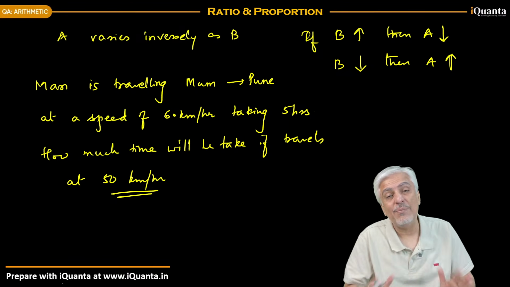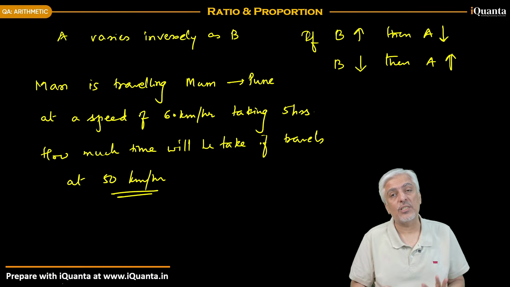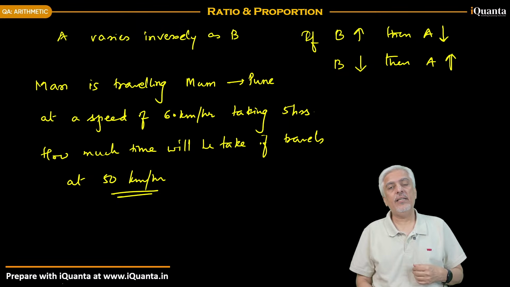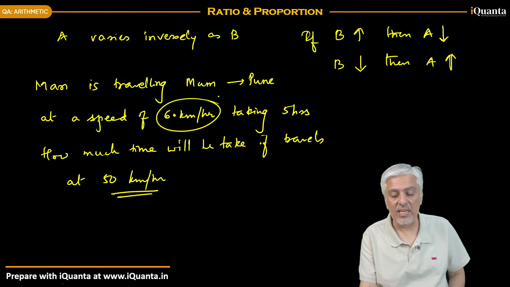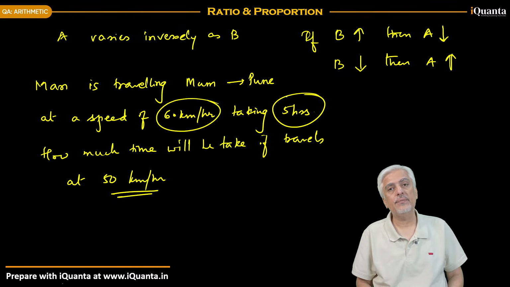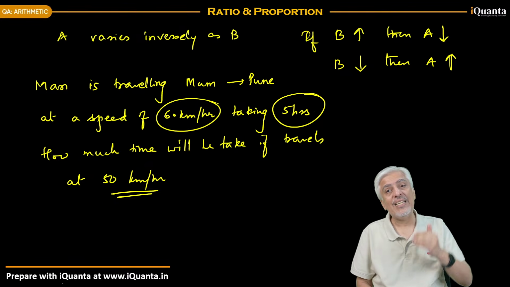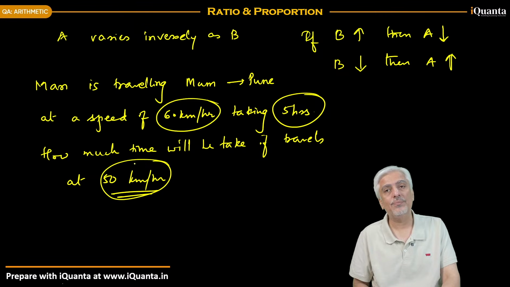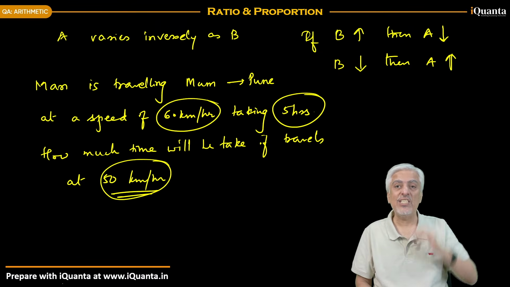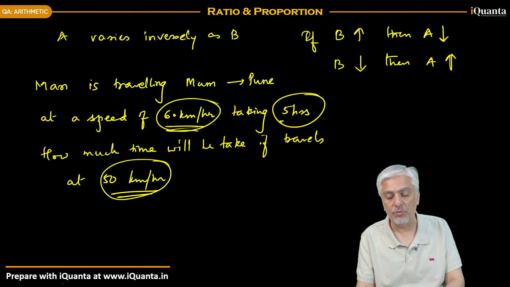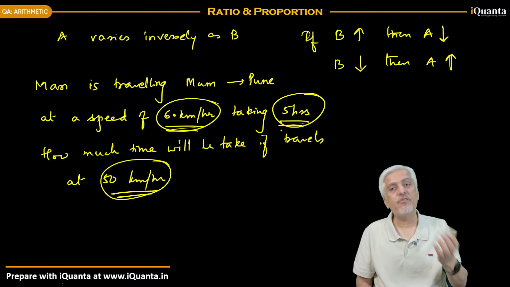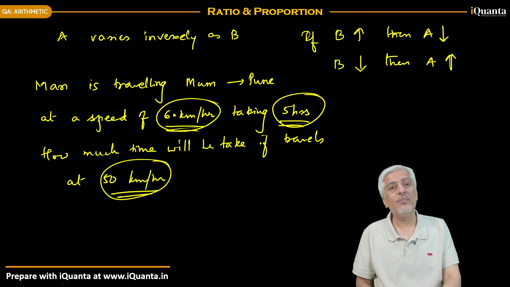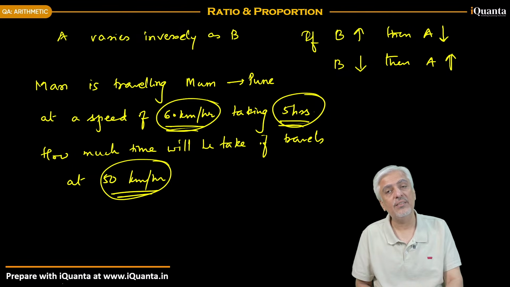So this is not a time speed distance question. This is a ratio question. Only thing you have to understand is common sense. Initially speed was 60, you were taking 5 hours. So if you decrease your speed, if you make your speed 50, will you take more time or less time? तुमको मुंबई से पुणे ही जाना है. At 60, you took 5 hours. At 50, how much time will you take? You will take more time. So, which means it is inverse variation.